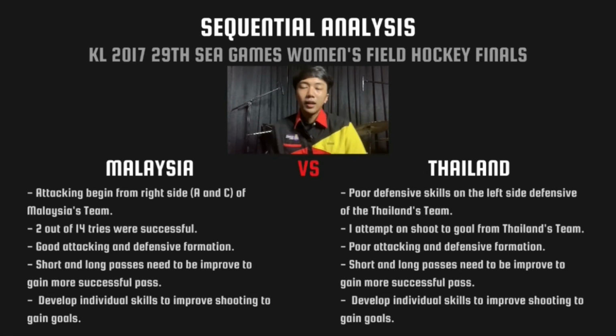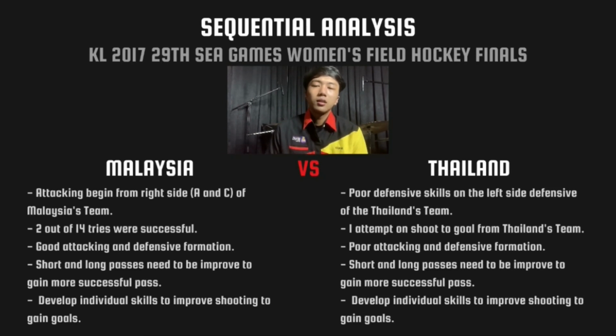While the Thailand team has poor defensive skill on the left side defense, and then only one attempt on shoot to goal along the match compared to the Malaysia team. Poor attacking and defensive formation of the Thailand team led Malaysia to gain goals from it.